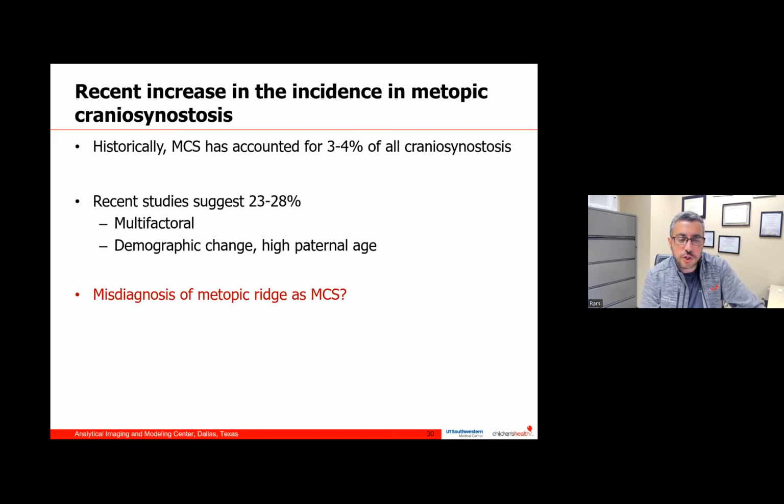Actually, the literature shows that if you have a patient in the gray area, between benign metopic ridge and metopic craniosynostosis, and you ask, let's say, 100 physicians to examine that particular patient, 50% of them will tell you this is metopic craniosynostosis and requires a surgery, and the other 50 will tell you this is benign metopic ridge and doesn't require surgery. And that's where the term "you probably need a second opinion" comes from.